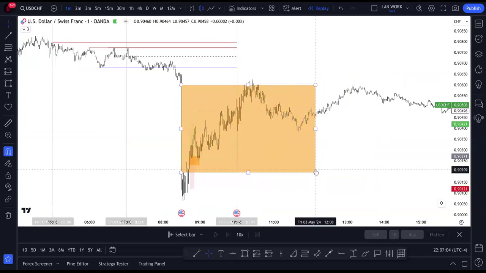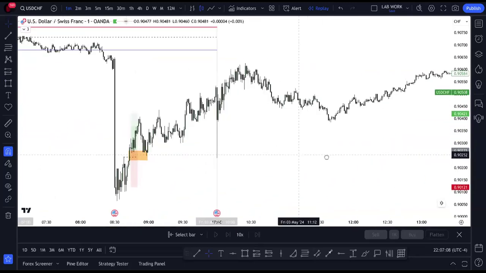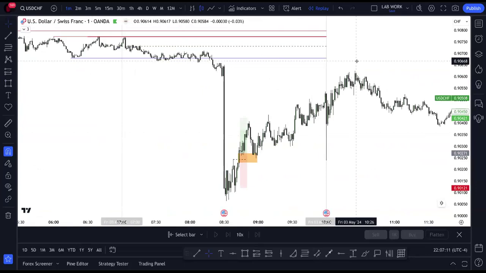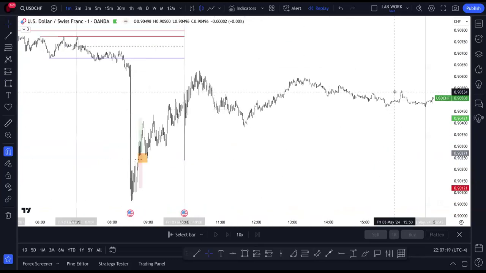And that's what is expected from price. It's going to rebalance certain areas to a certain degree. Sometimes it's 100%. Sometimes it's only 30%. Sometimes it's only 50% of that range. And then it does what it has to do. And then it consolidates for the rest of the day, pretty much.